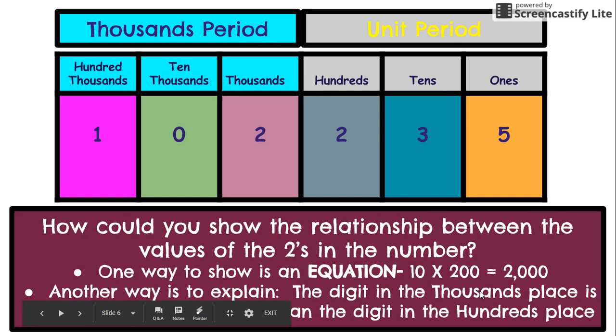Yes. So another way we could say that is saying that the digit in the thousands place, here's our digit in the thousands place, we can say it is 10 times bigger than our hundreds. Because they're exactly the same digit. So thousands we know are bigger than hundreds, but we can say it's exactly 10 times because the digit remains the same. They're both twos.